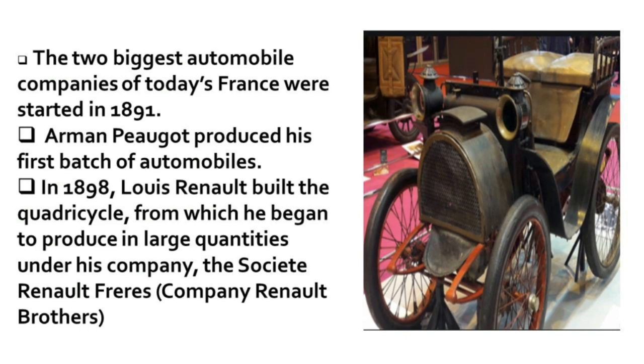Armand Peugeot produced his first batch of automobiles. In 1898, Louis Renault built the quadricycle from which he began to produce in large quantities under his company, the Société Renault Frères, Renault Brothers.